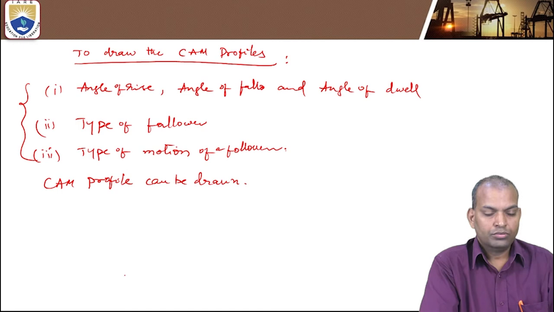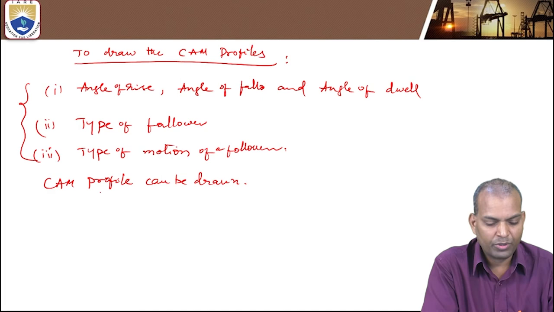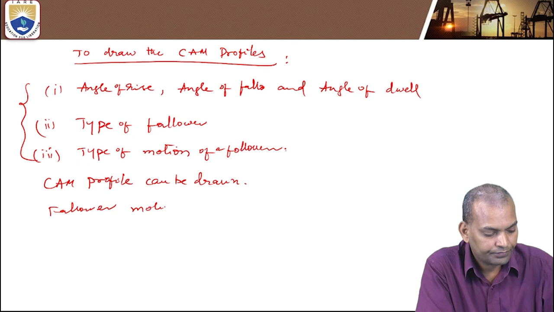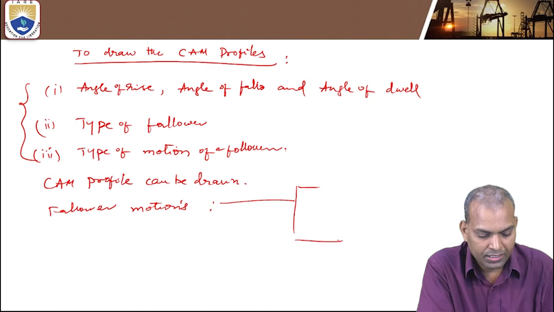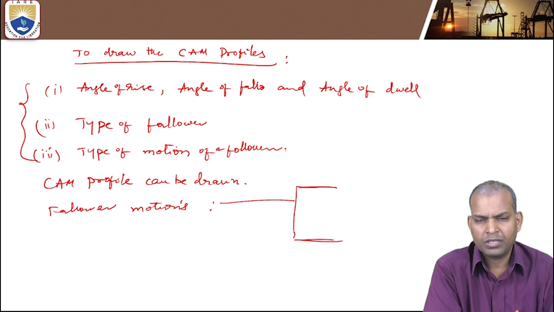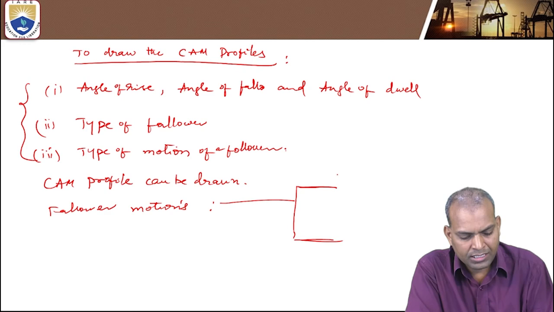Now again, the type of motion of the follower. The follower has a motion, and in this case there are two cases, combinations. Suppose you are considering a knife edge follower; in the problems they will give you that during ascent of the follower the motion is uniform velocity, and during ascent and descent it remains the same motion.